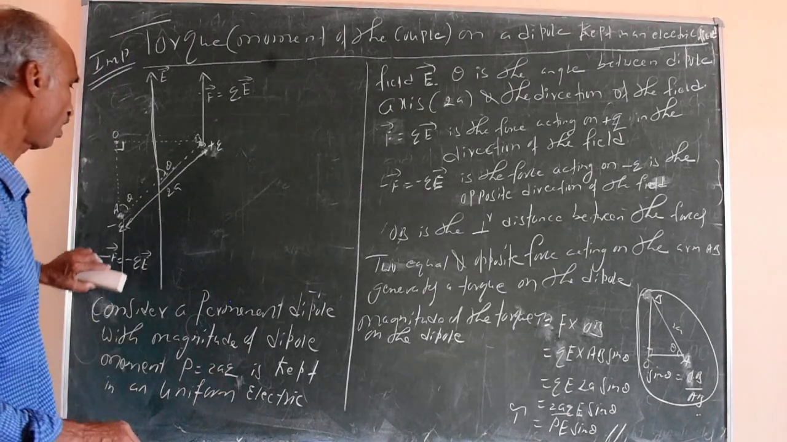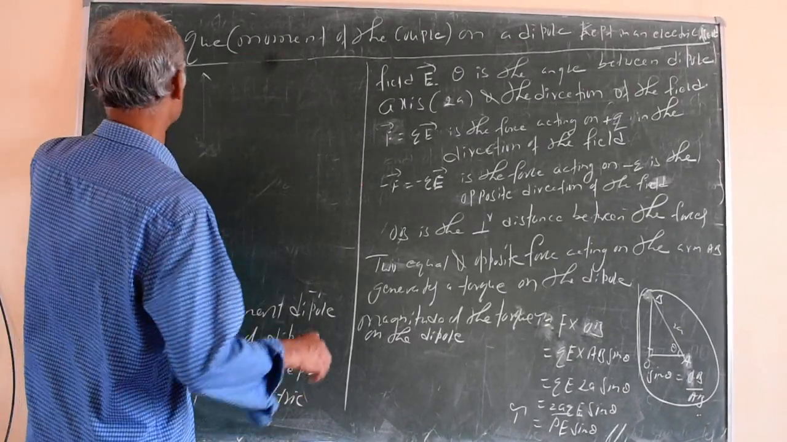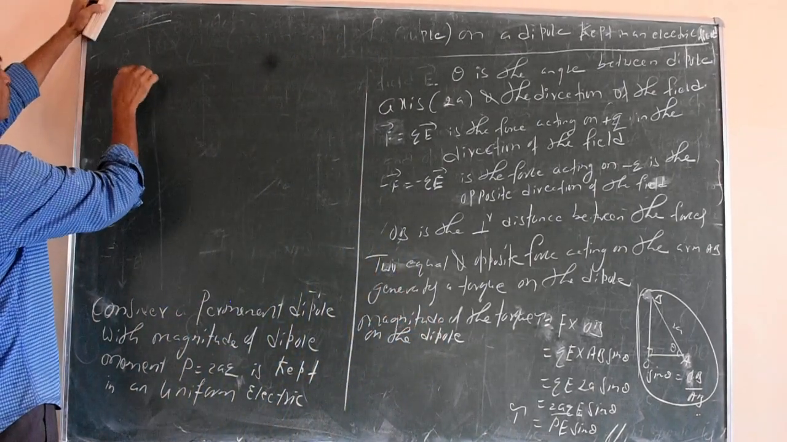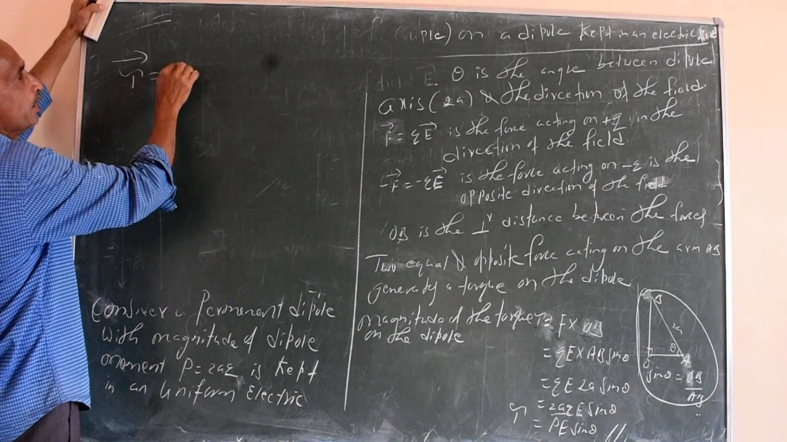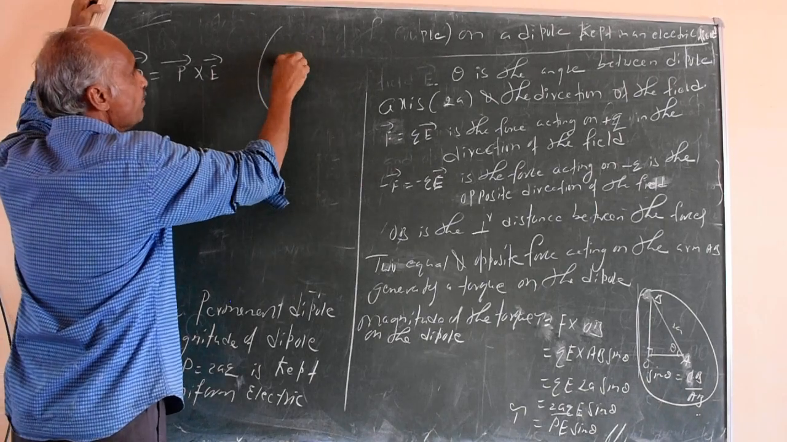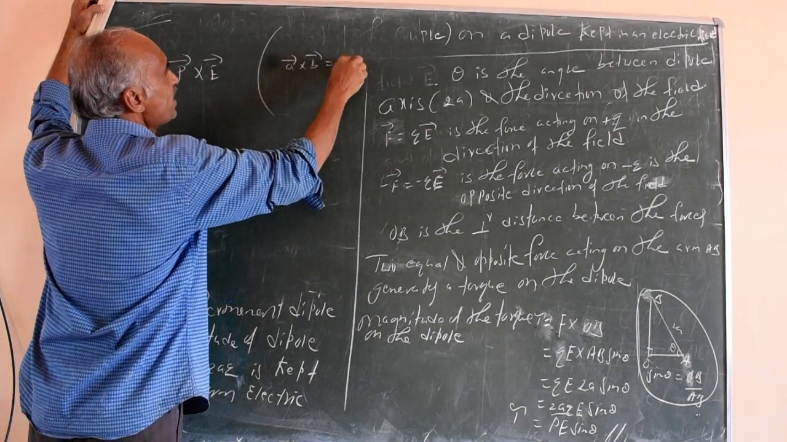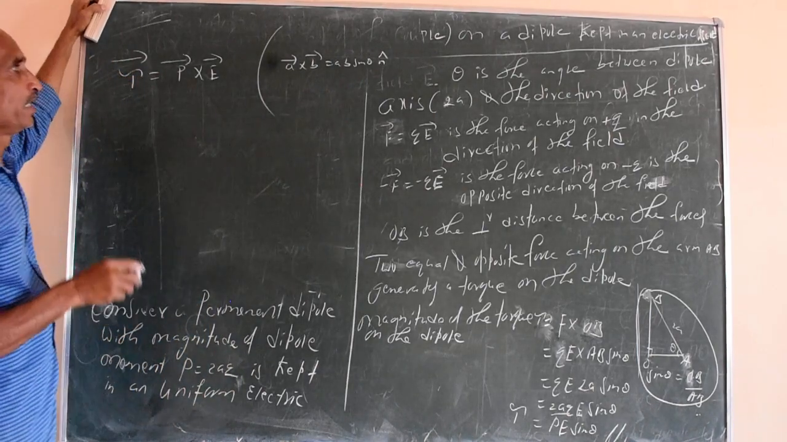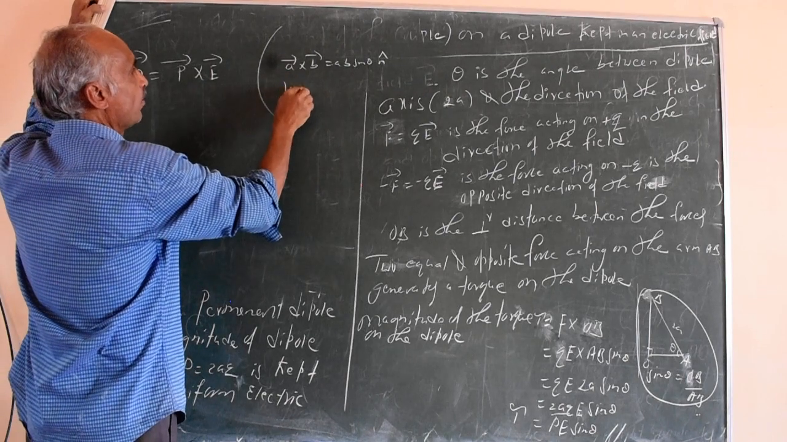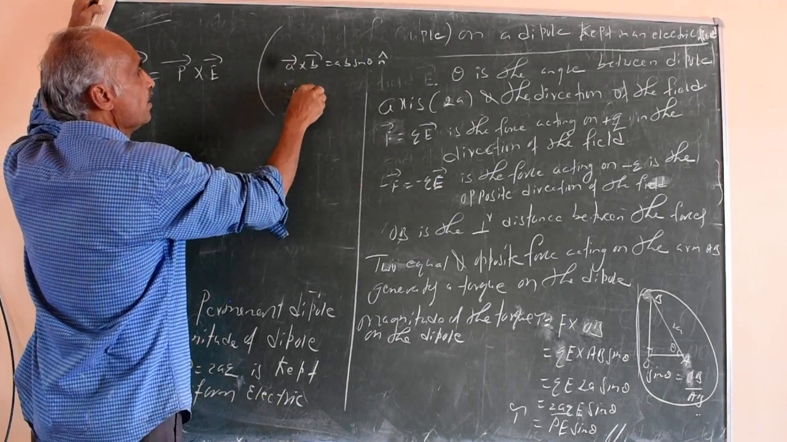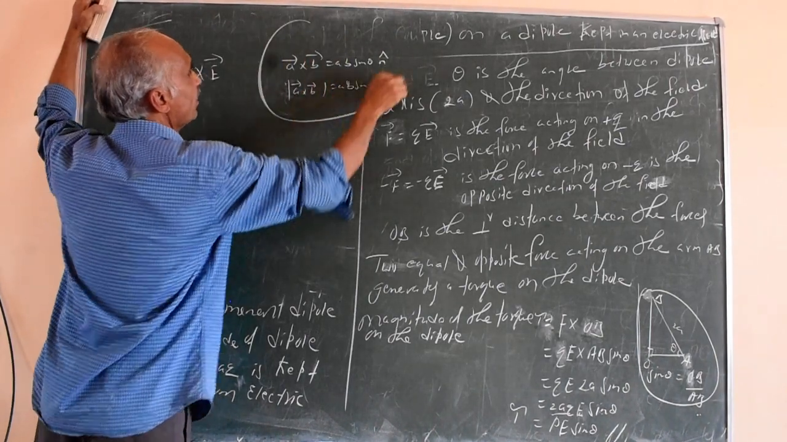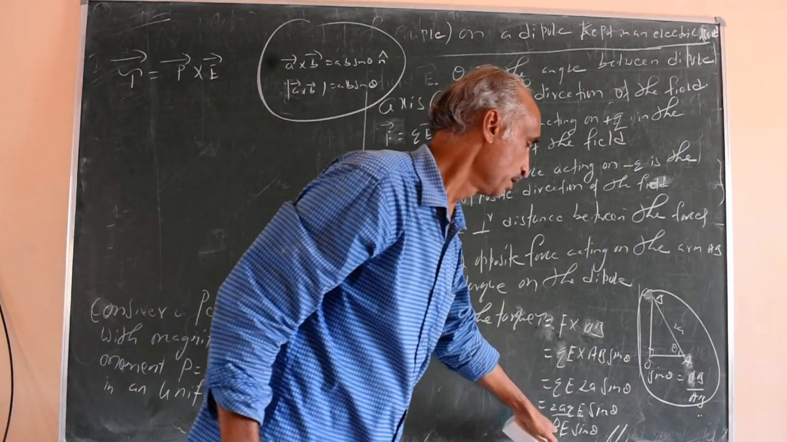Now torque is a vector quantity. Therefore, tau bar is equal to, let us give the vector notation, p bar cross E bar. How is it? Last year we learned that A bar cross B bar is equal to AB sin theta into n cap. And what is the magnitude of A bar cross B bar? The magnitude of A bar cross B bar is AB sin theta. Therefore, what is p E sin theta?